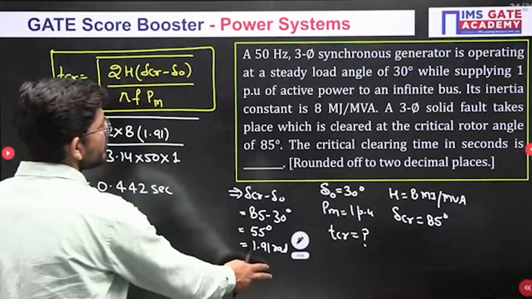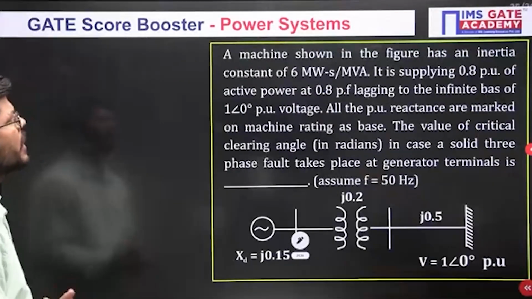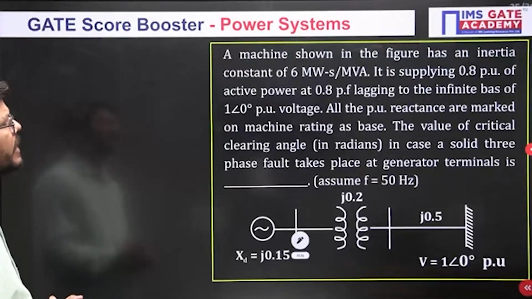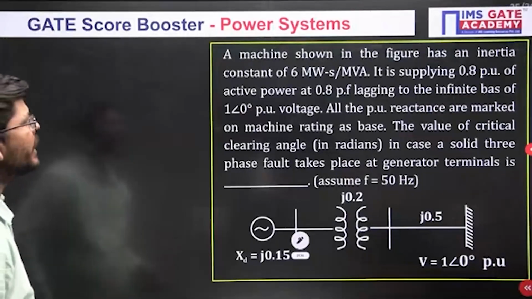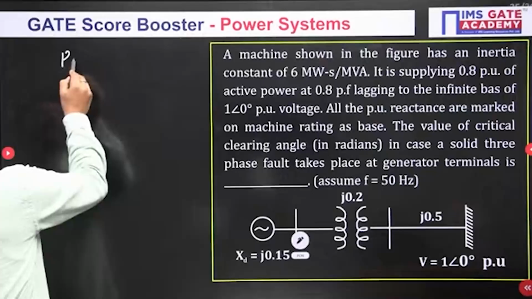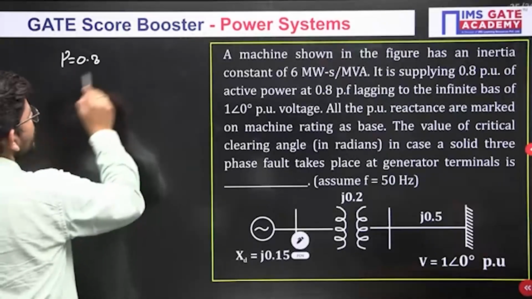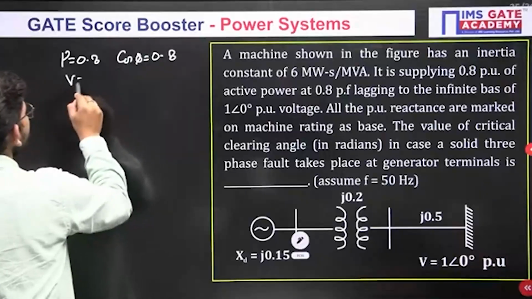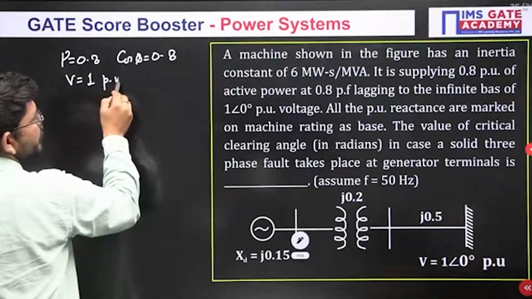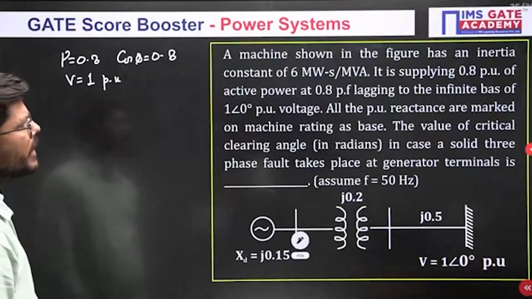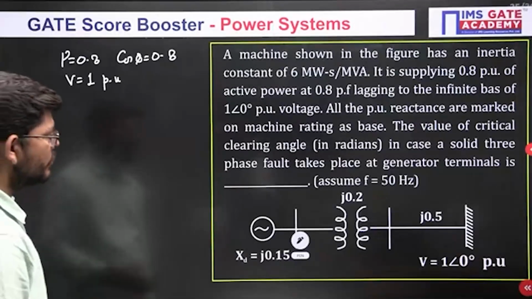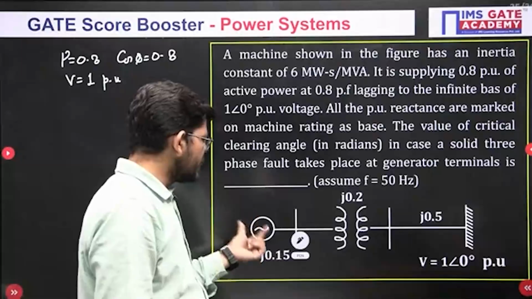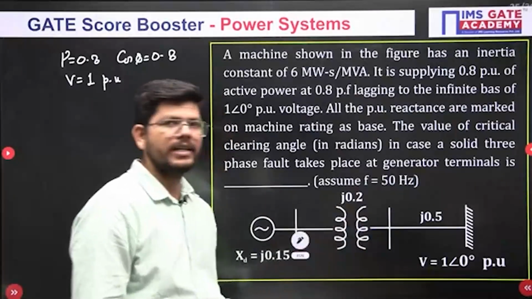The next question is this one. A machine shown in the figure has an inertia constant of 6 megawatt second per MVA. It is supplying 0.8 per unit active power at 0.8 power factor lagging. Voltage is 1 per unit. All per unit reactances are marked on the machine rating. So this is the diagram: the generator reactance, transformer reactance and line reactances are given to us.